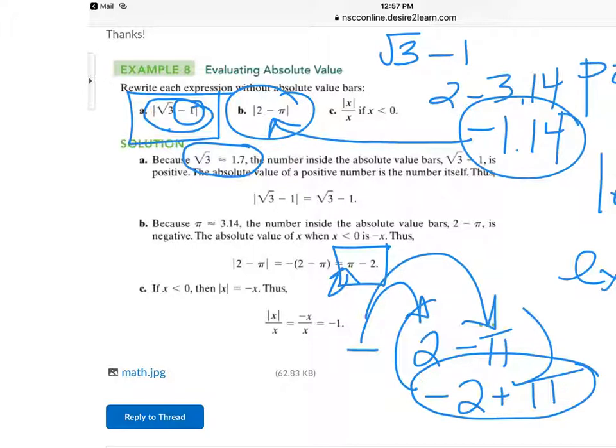So I hope that helps to clarify how you know if the value inside of the absolute value bar is positive or negative.